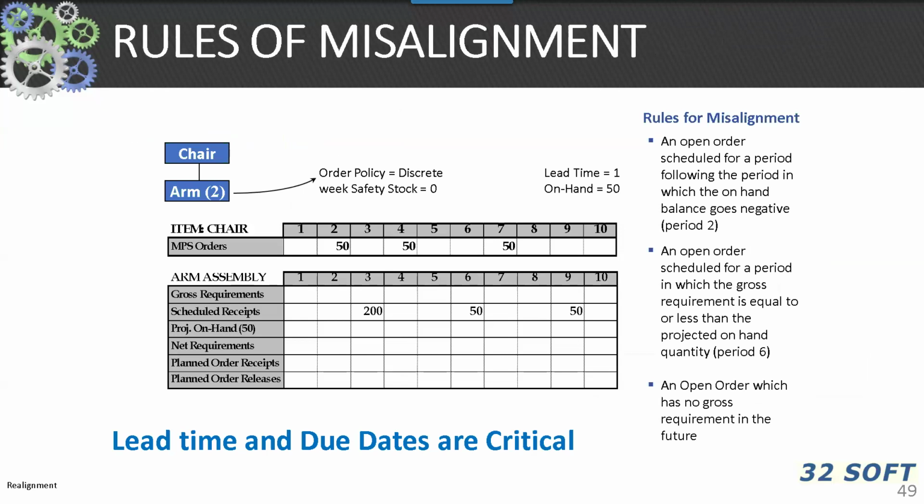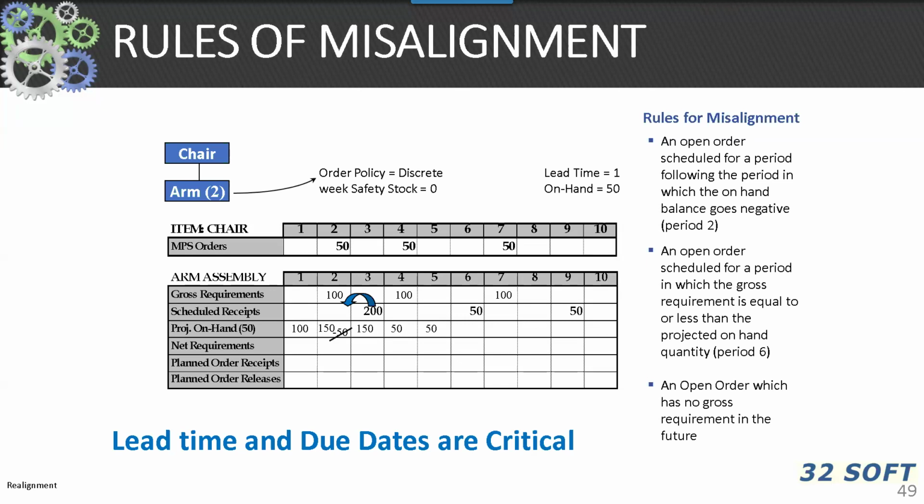Once MRP is exploded, the system uses several rules to recalculate the placement of scheduled order receipts. These are called the rules of misalignment. The first is an expedite. This happens when an order is scheduled for a period following the period in which the on-hand balance goes negative. In this case, period 2 goes negative. MRP is going to tell you to expedite.